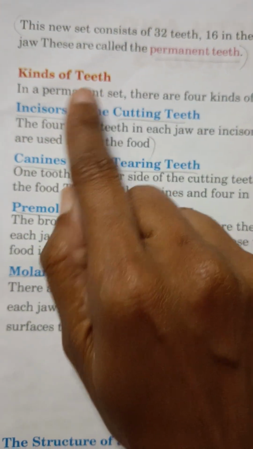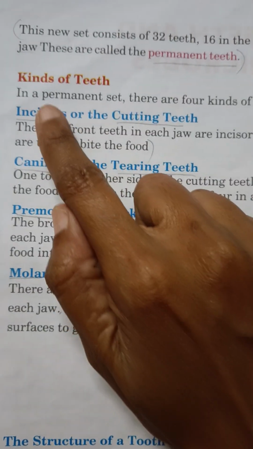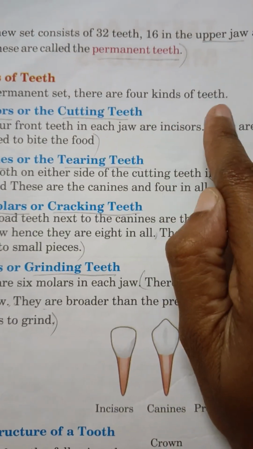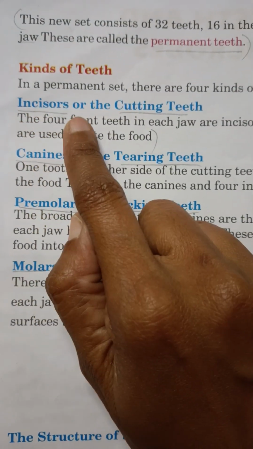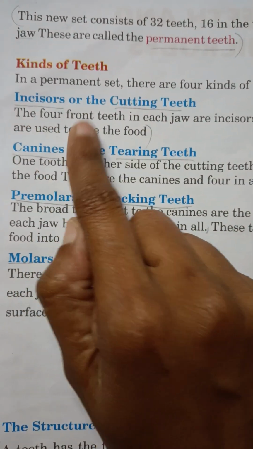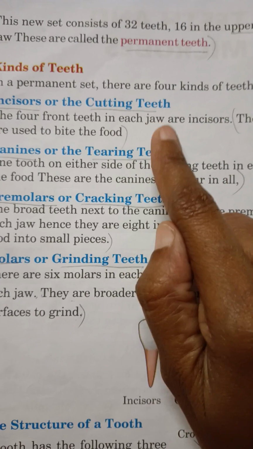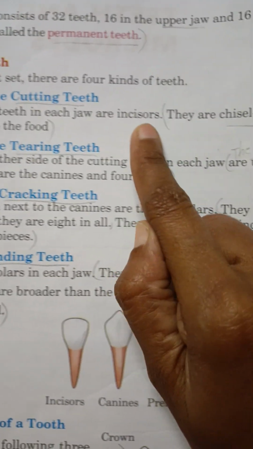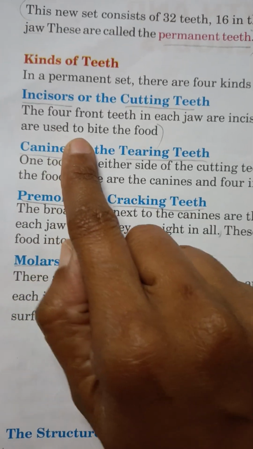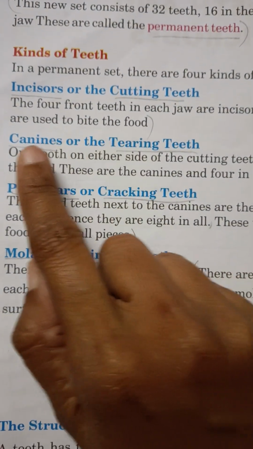Kinds of teeth. In permanent teeth, there are 4 kinds of teeth. Incisors or the cutting teeth. The 4 front teeth in each jaw are incisors. They are chisel shaped and are used to bite the food.